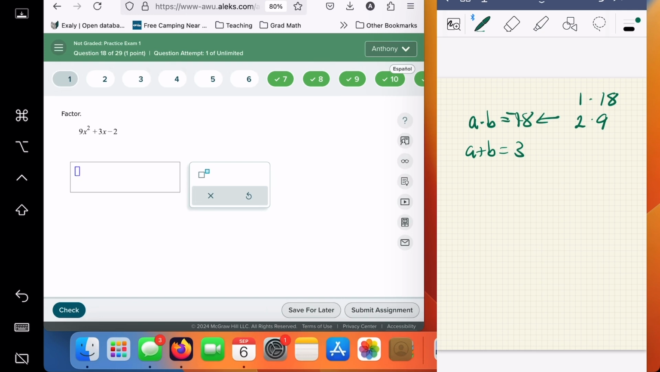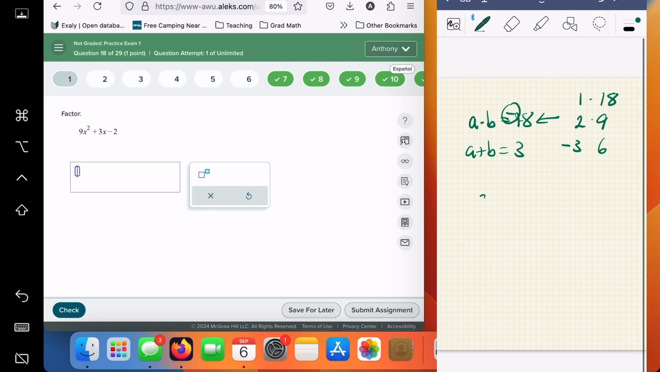Yes, it does. You'll get 9. Okay, can we combine 2 and 9 to get 3 in some way? No, we can't add them, we can't subtract and get 3. Okay, how about 3? Well, if I divide it, I get 6. 6 minus 3, that would get me 3. So in fact, I guess what I want is a negative 3 and a positive 6. And now if I multiply them, I'll get my negative 18. And if I add them, I'll get my positive 3.